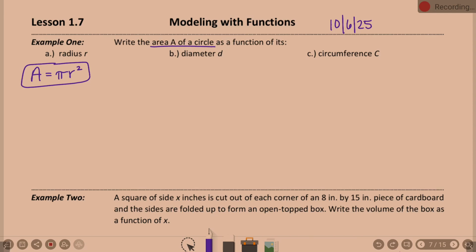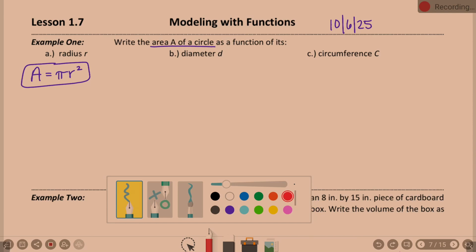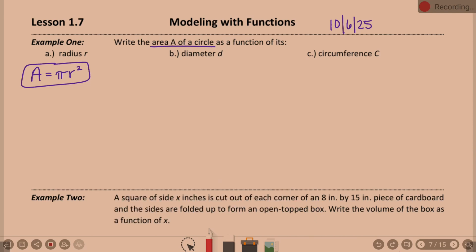Now, they want us to write the formula for the area of a circle again, but this time as a function of its diameter, which means you're not allowed to have r in the formula. So it would just be pi d? Not exactly, but the diameter is involved. Do I have to do pi times d over 2 squared? We're hitting the right track.